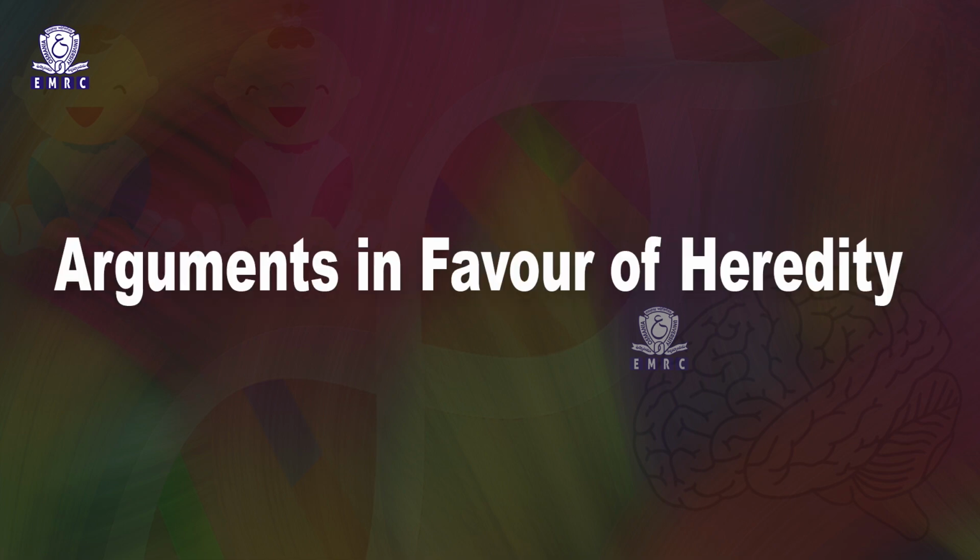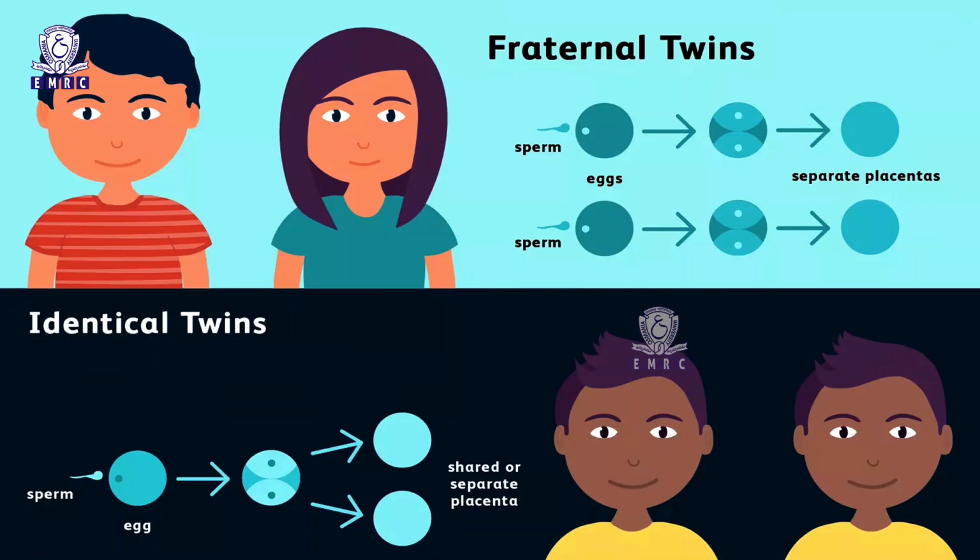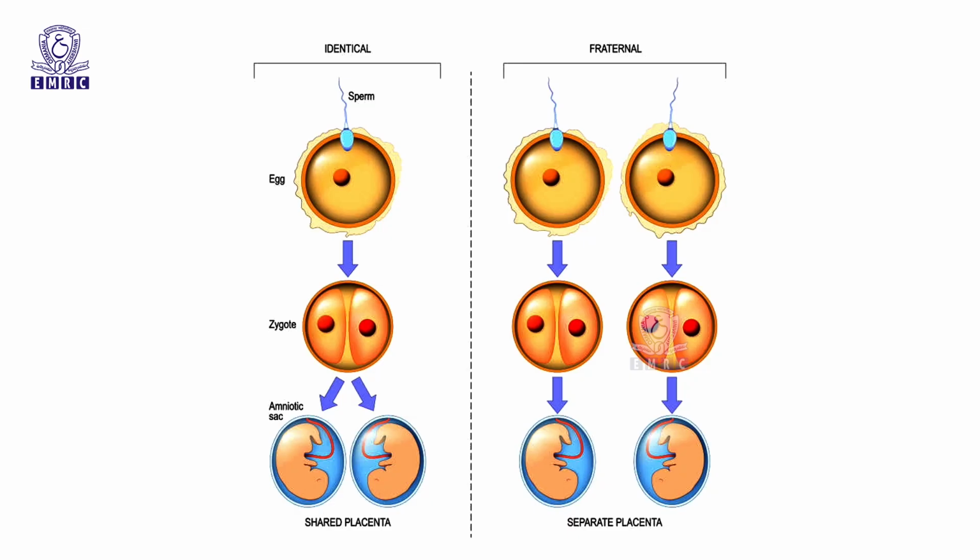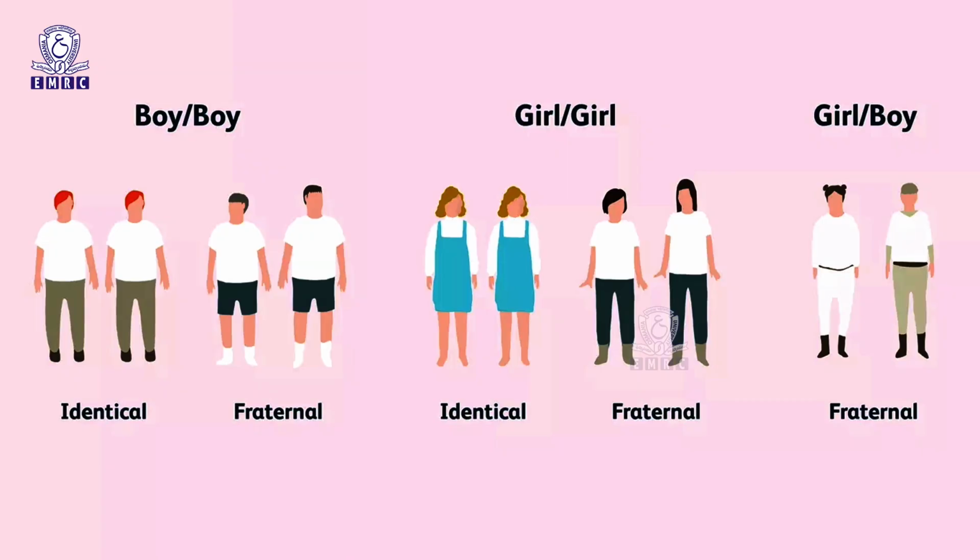Arguments in favor of heredity. Kinds of twins. There are 2 kinds of twins, identical and fraternal twins. Identical twins develop from one ovum. Fraternal twins arise from the fertilization of 2 separate ova. Identical twins resemble each other and are always of the same sex, while fraternal twins mostly tend to be just brothers and sisters at the same time.